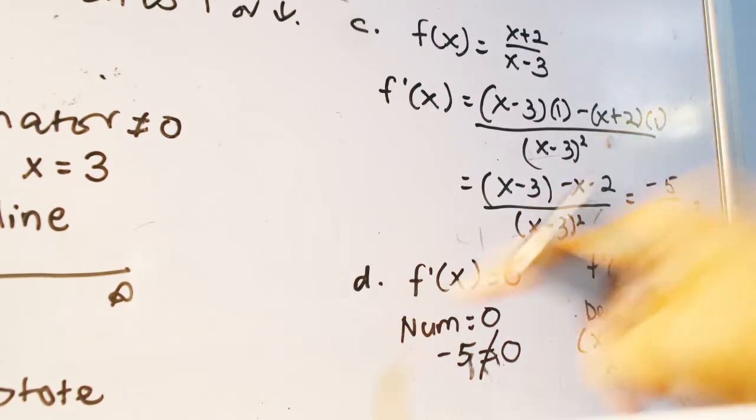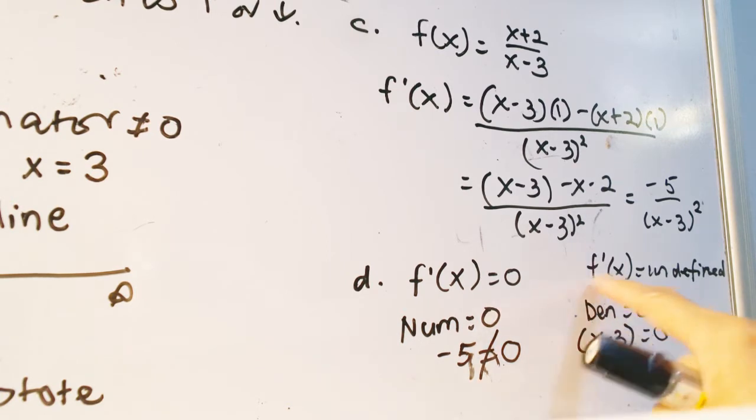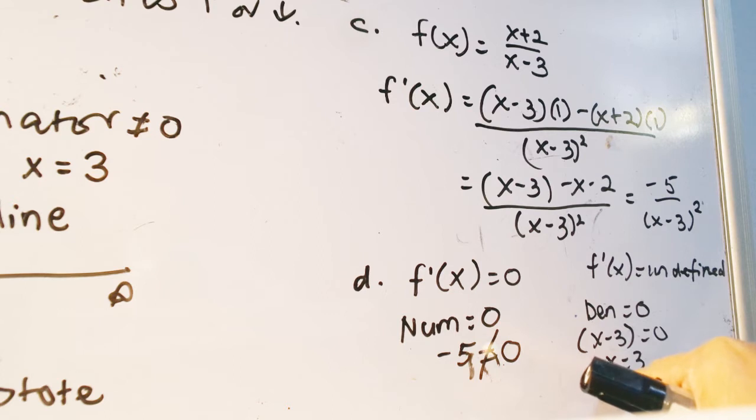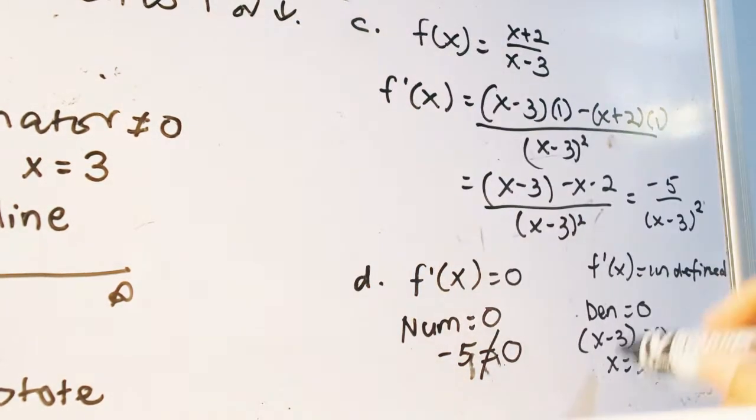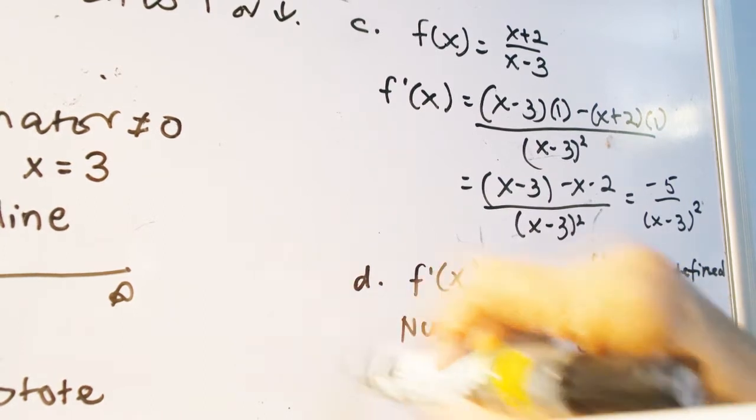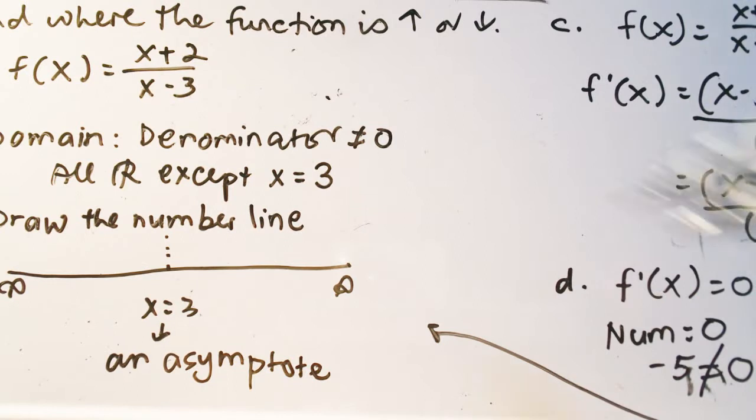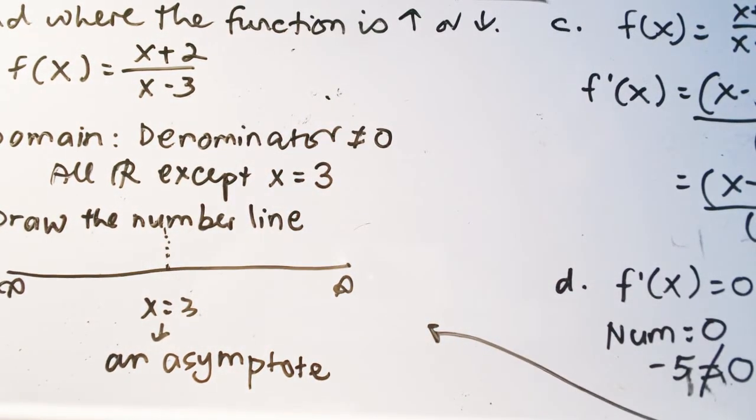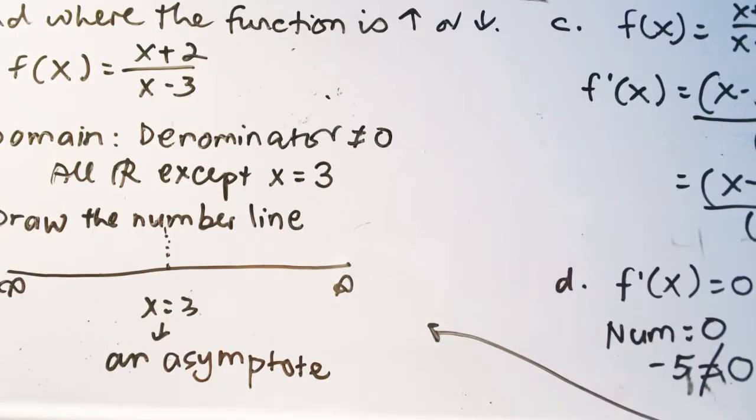Alright, from D, you see that there is a point where the slope is undefined, which is at x equals 3. So we're going to bring this 3 to the number line, which is here. And you're going to see that it overlaps with the 3 that we have here, which is an asymptote. Okay? Right. So next move on to E.